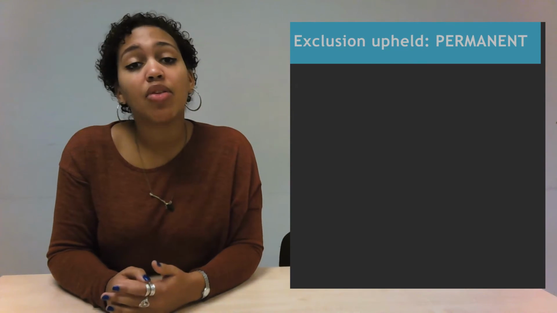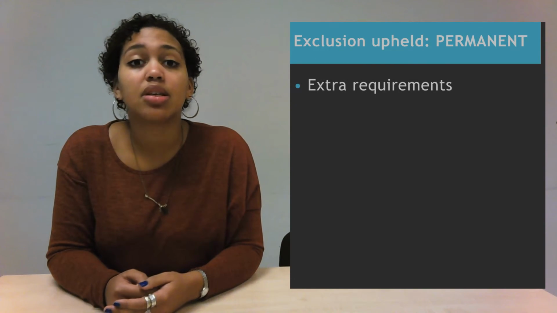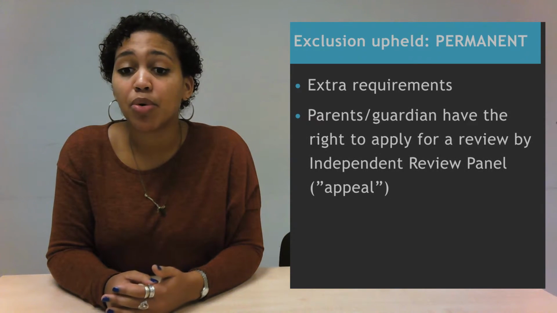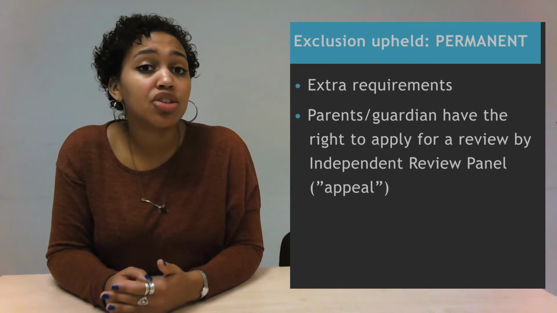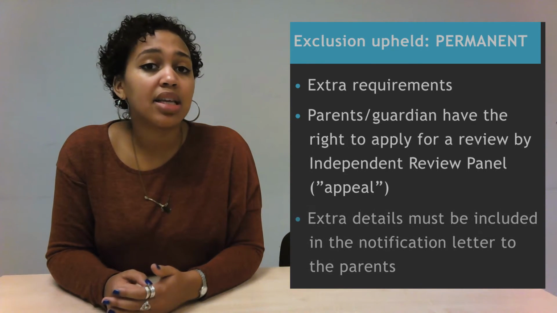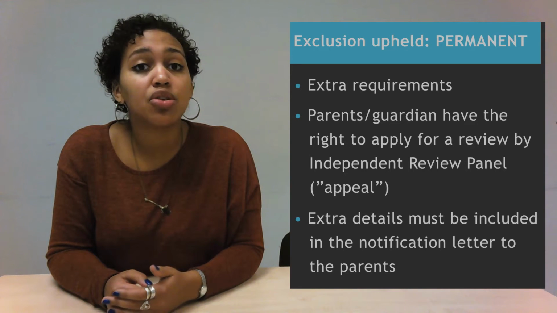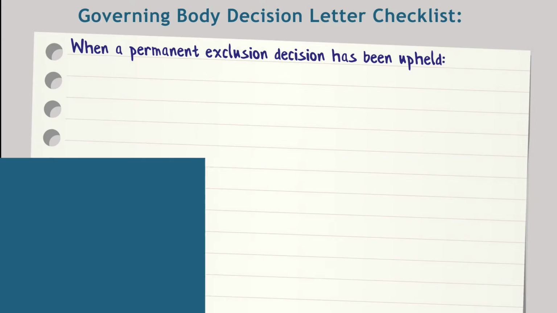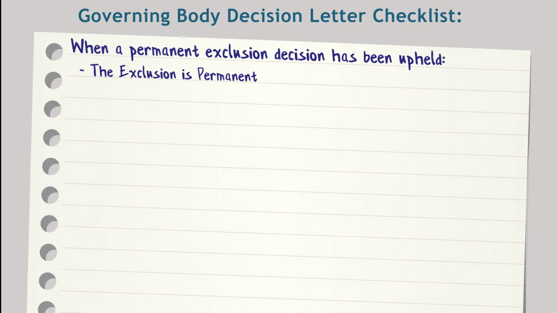If the upheld exclusion is a permanent exclusion, there are extra requirements for the governing body to comply with. This is because the parents or guardians of the excluded pupil have the right to ask for the decision to be reviewed by an independent review panel. When the governing body is sending the decision letter to the parents, it should also include the following details. The fact that the exclusion is permanent.